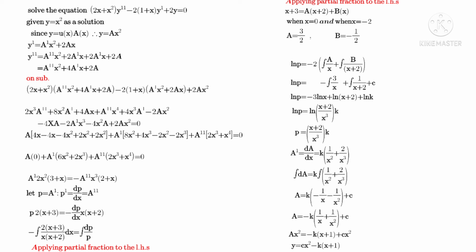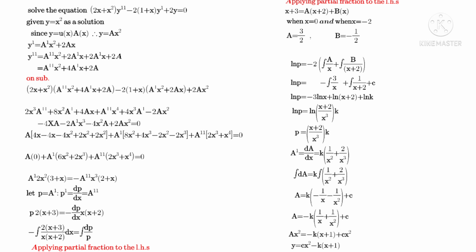We have our value for a to be 3 over 2, b to be minus 1 over 2, and we have ln p. The dp over p will give us ln p, so ln p equals minus 2 times the integral of a over x plus the integral of b over x plus 2. But we have our a to be 3 over 2 and b to be minus 1 over 2, so the 2 cancels out. So we have ln p equals minus 3 ln x plus ln (x plus 2) plus ln k. Since c is a constant, we can write it as ln k. Then applying laws of logarithm, we have our final answer to be that.